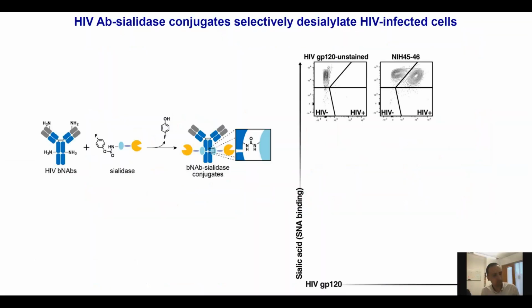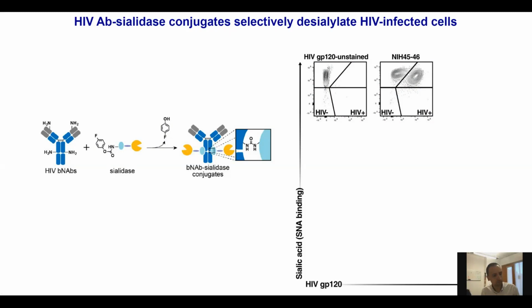And indeed, we produced those HIV antibodies, again with the help of GenScript, and then conjugated them to sialidase, which is the work of our colleague Han Zhou at Rice University. Then we tested the ability of this conjugate to remove sialic acid from the surface of HIV-infected cells, but not HIV-uninfected cells. What we did is we mixed HIV-infected cells, shown in these FACS plots on the right, and HIV-uninfected cells on the left, and both types of cells were in the same tube. And then we stained them for sialic acid, here on the y-axis.